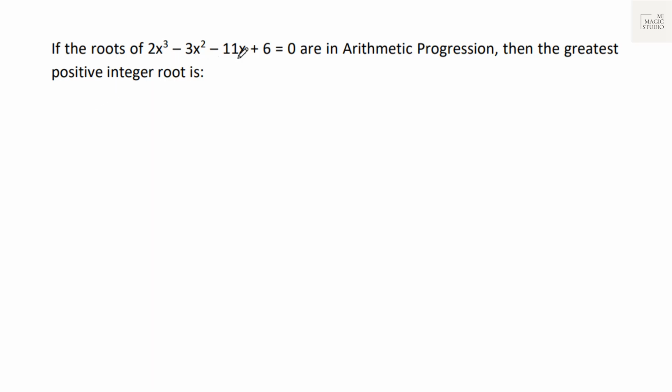Okay, if the roots of this cubic equation are in AP, that means the difference between the three roots is the same. Then what is the greatest positive integral root? Let the three roots be m minus n, m, and m plus n, where the common difference is n. Now we know the sum of roots. Sum of roots will be 3m.